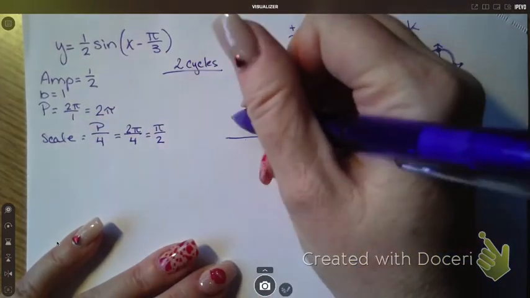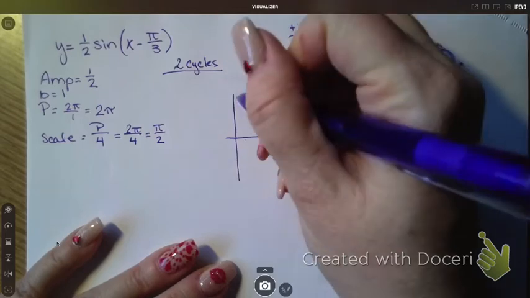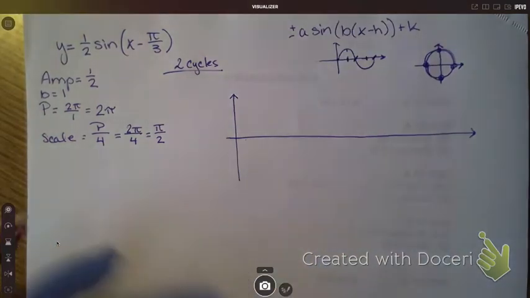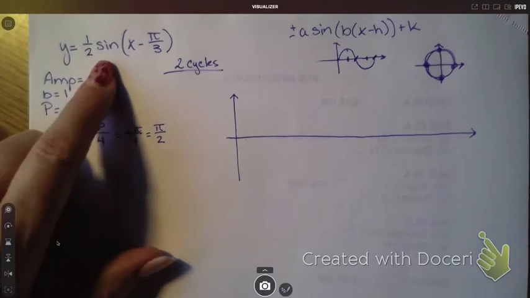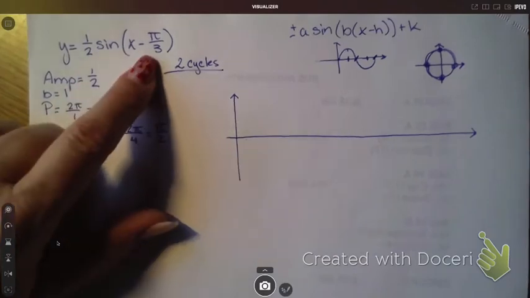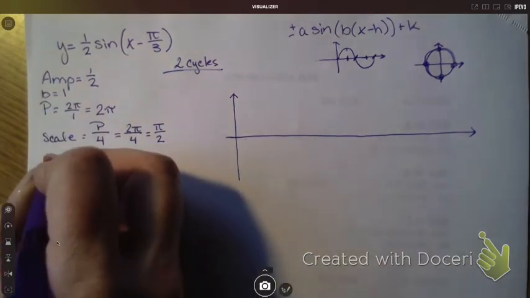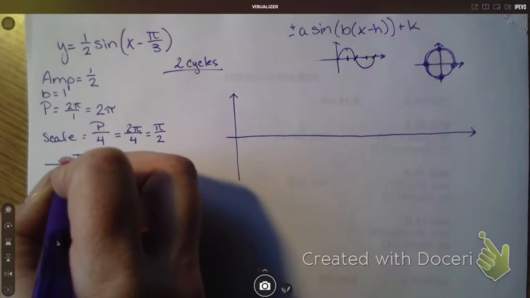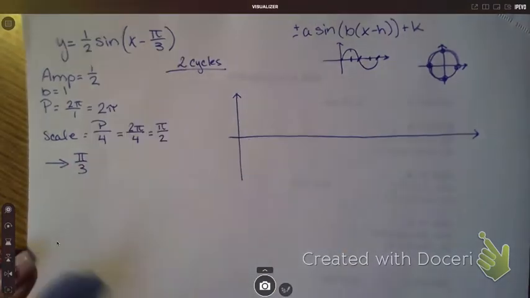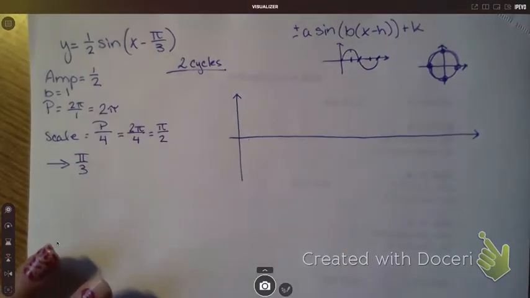Okay? So I didn't move left or right, did I? No. Did I move up or down? Oh, wait. I didn't move left or right? You did. I did. Where did I go? Right pi over 3. I went right pi over 3, because that's my h, correct? Yes? I totally neglected it.